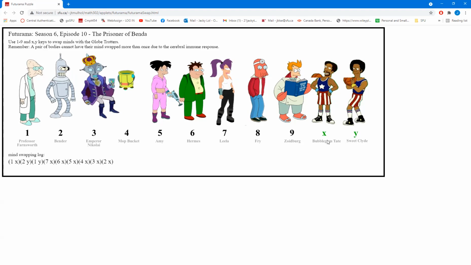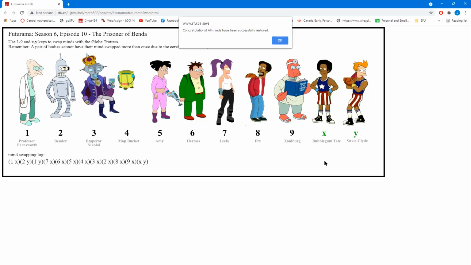All right, so the next thing I did was I swapped Fry's with Bubblegum Tate, and I swapped it back with Zoidberg. And then we noticed that we haven't swapped Bubblegum Tate and Sweet Clyde, so we swapped them now. And then if we swap back with Fry, we will get the solution.